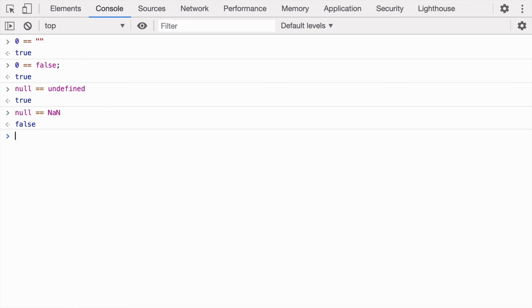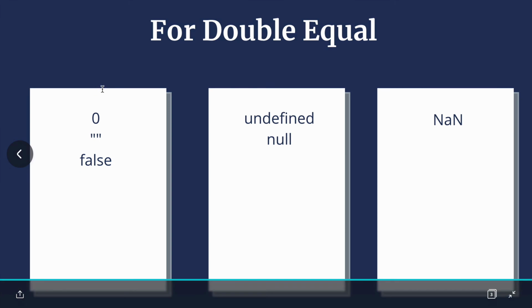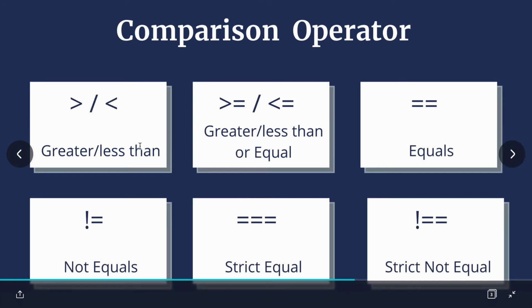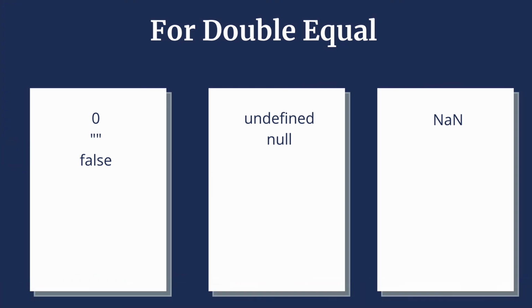So in that way, we learnt about double equal to and triple equal to, and how double equal to allows implicit type conversion to happen when there is a difference in types, and triple equal to doesn't allow that. And for double equal to, we also learned about three different boxes that don't allow each other to coerce to another value. So in this way, we learned about all these comparison operators and the difference between double equal to and triple equal to.